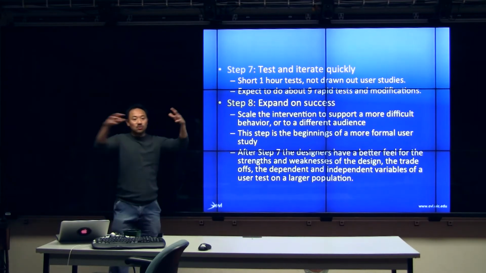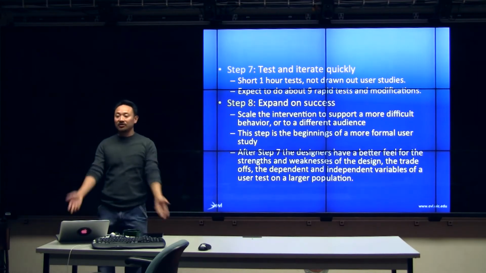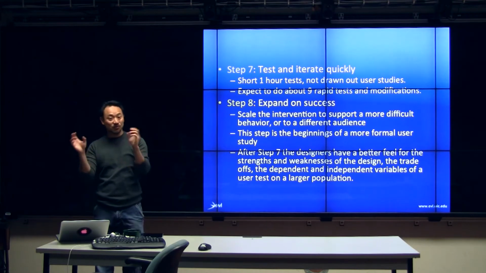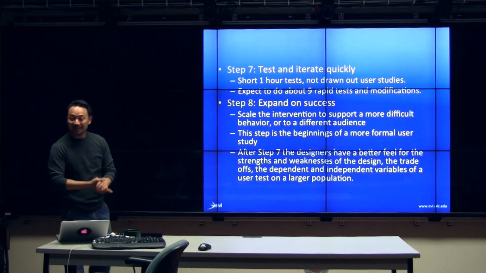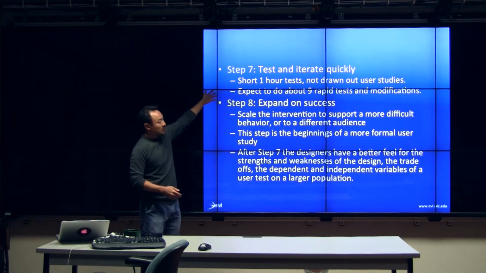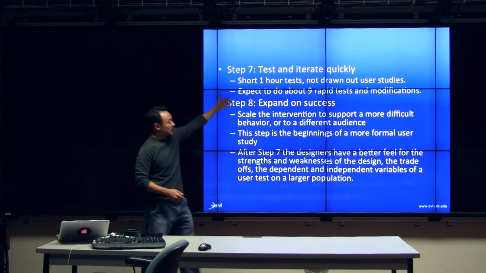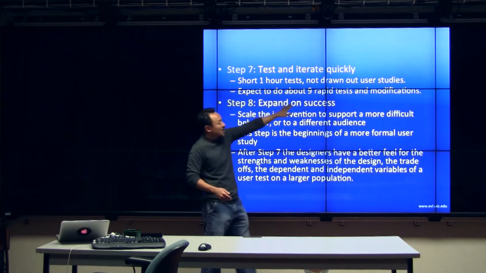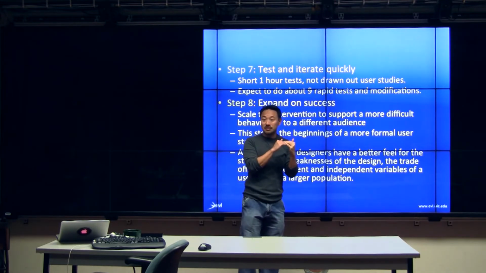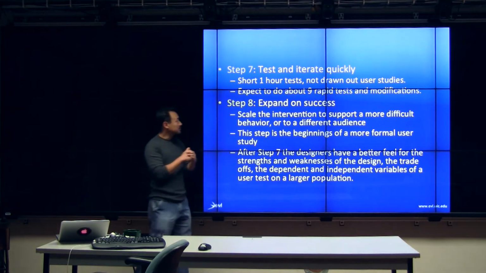Right? Don't build this wondrous system, then take it to your audience and hope it worked. Because you're building a space rocket for the first time. It's not going to be a first working version that's always perfect, right? So do very short 1-hour tests, not drawn-out user studies. Right? He says expect to do about 9 rapid tests and modifications before you actually settle on a usable design, a usable system.